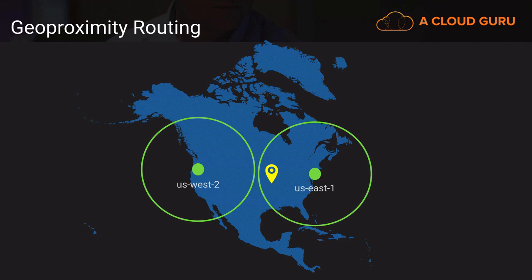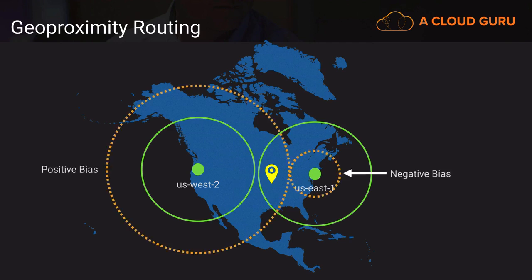But let's say that we wanted to shift more geography to one region. We can change the bias on the geoproximity record, and that has the effect of increasing or decreasing a radius around which we route traffic. And the bias can be between -99 to +99. A positive bias will increase our circle, and a negative bias will decrease our circle. And in our case here, the yellow marker would route to US West 2 resources because it's now within the positive bias circle of US West 2.